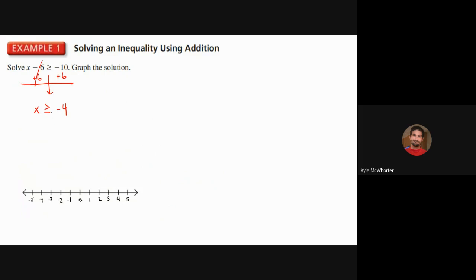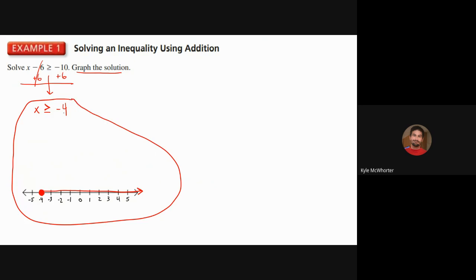So then to graph our solution, we're going to make a circle at -4. But since we have the equal to sign here, that means -4 can be a solution. So we're going to fill in that circle so it's a closed circle, showing that -4 is a solution. And then where are the numbers greater than -4? Over here to the right. So we draw our arrow to the right. And you can see that it matches the arrow saying x is greater than -4. So our solution is x greater than or equal to -4, and that is the graph of our solution set.